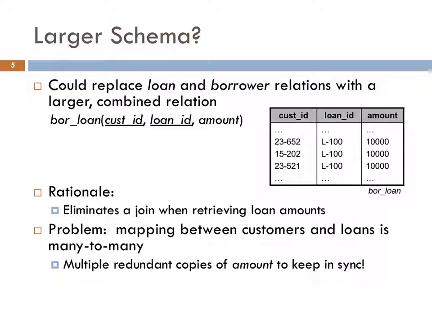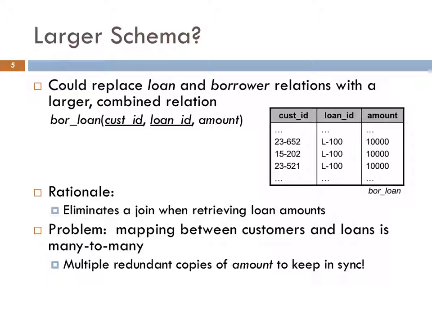Well, what happens if somebody pays down the loan? I'm going to pay $200 against the loan. Well, now the amount needs to be changed from $10,000 to whatever, like I'm not even going to do that math in my head. It's Friday. $9,800, right? Did I do that right? We're going to pay $200, and now it's $9,800. Well, we have to make sure that all the places where L100 appears, that they also have that same amount, right?